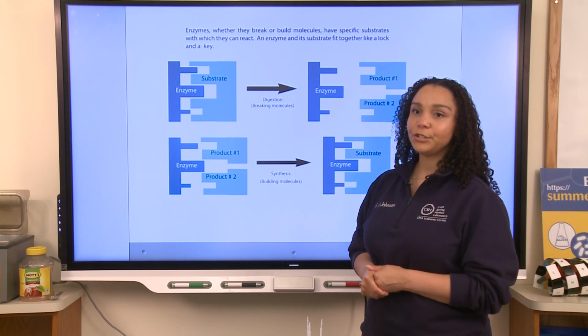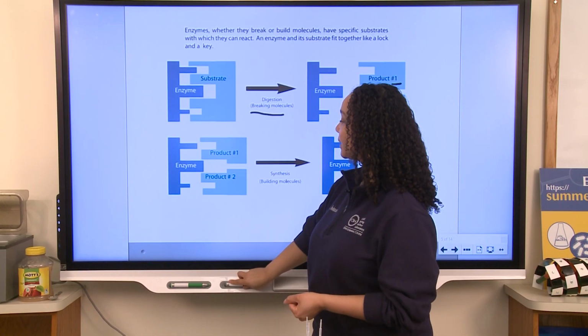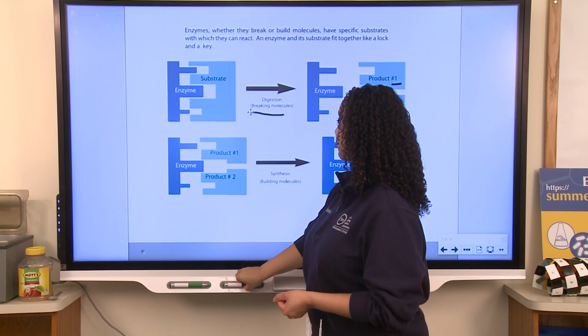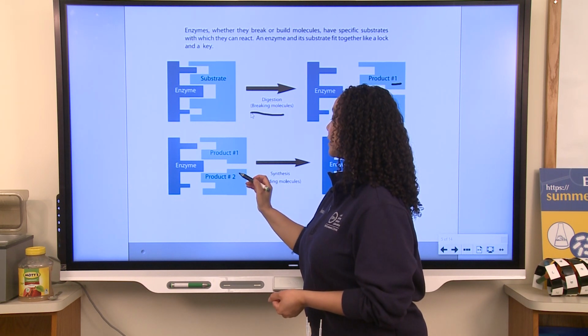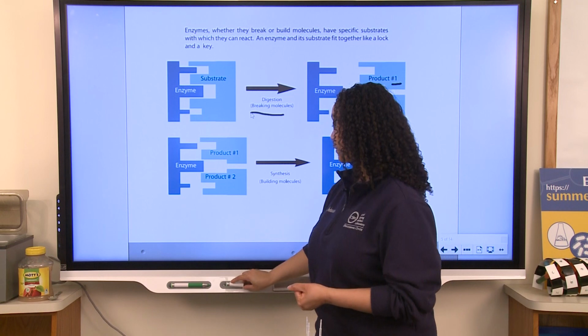What this screen is showing you is what we just discussed. So you have an enzyme and it joins with a substrate. And what happens is in a digestion reaction, the substrate, which is just the molecule the enzyme acts on, is broken down into two smaller products, product 1 and product 2. However, enzymes can also have a synthesis reaction where two products are acted on by the enzyme to create a new product or substrate.